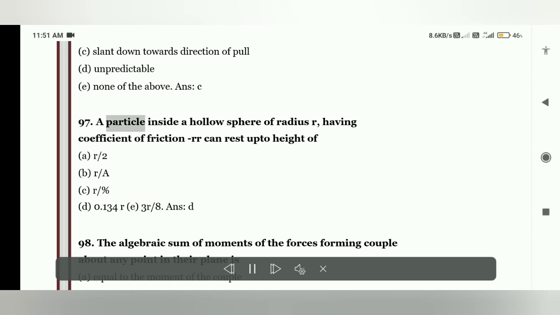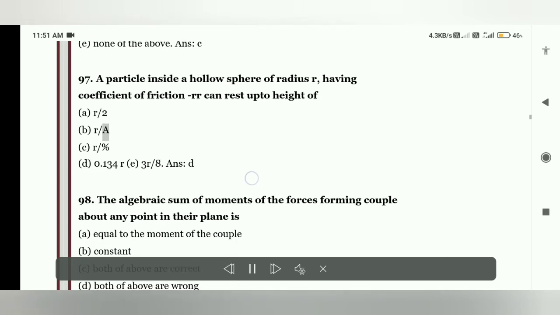97. A particle inside a hollow sphere of radius R, having coefficient of friction μ, can rest up to a height of: R/2, R/4, R/8.